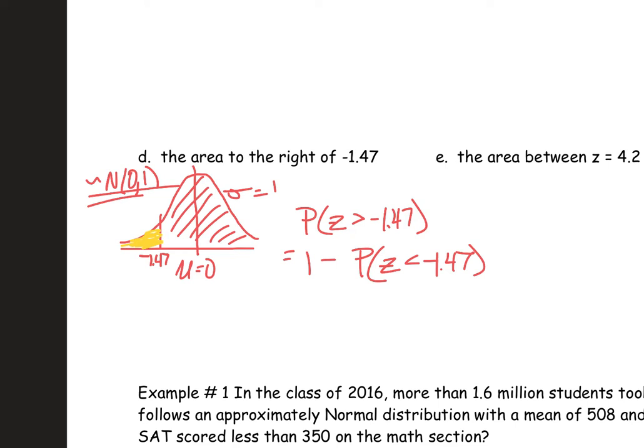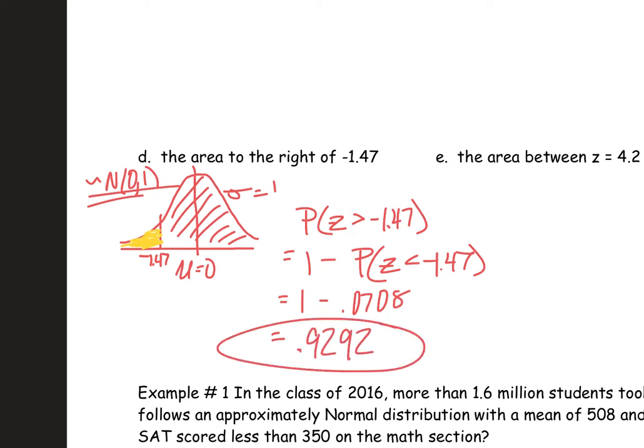All right, so I'm checking out table A right now, and I found negative 1.47 on there, and it was 0.0708. So we'll take that away from 100%, and we should get 92.92% of the graph. So there we go.